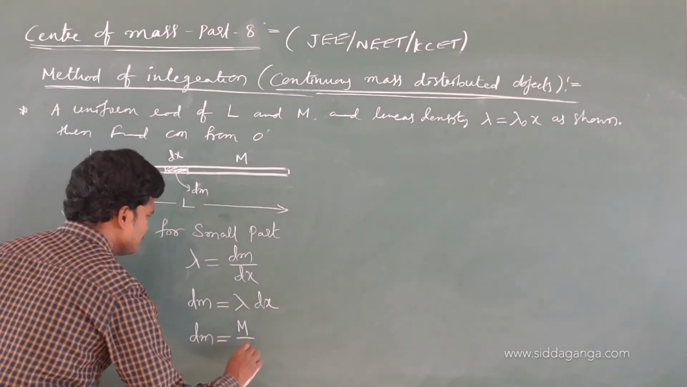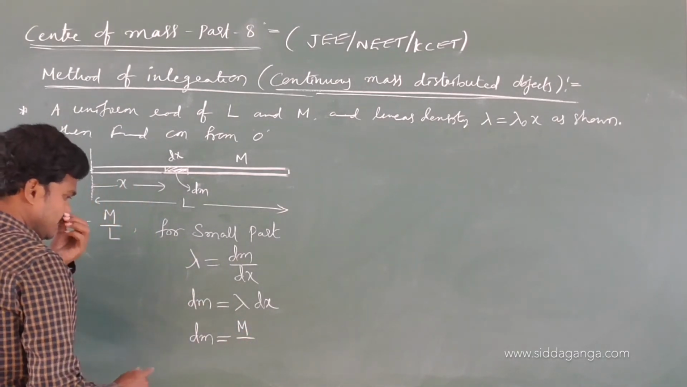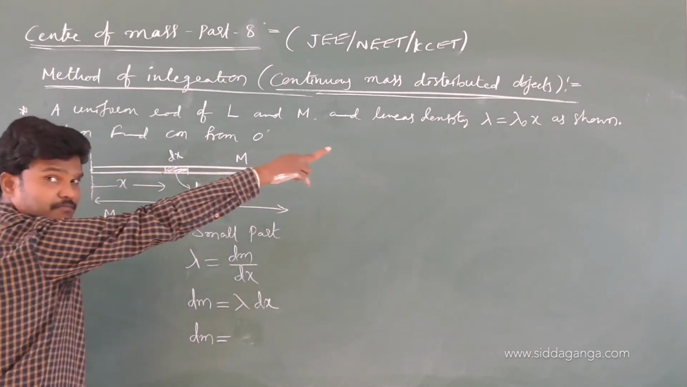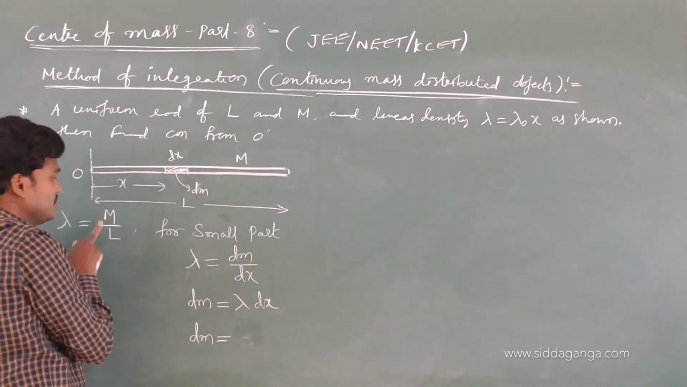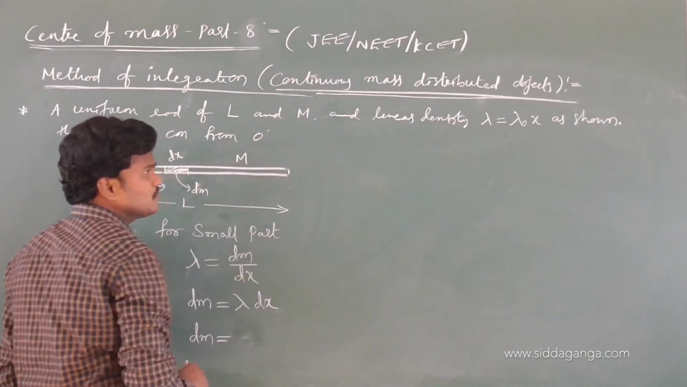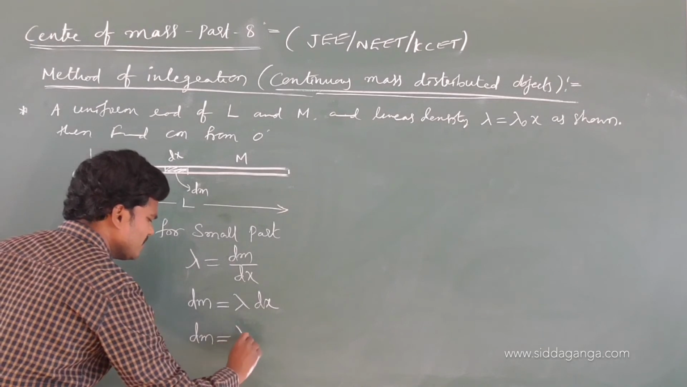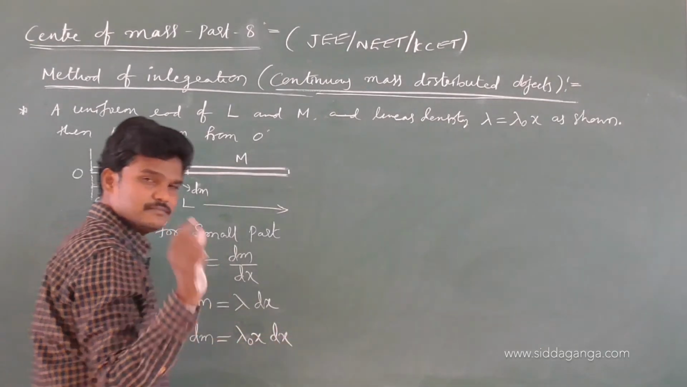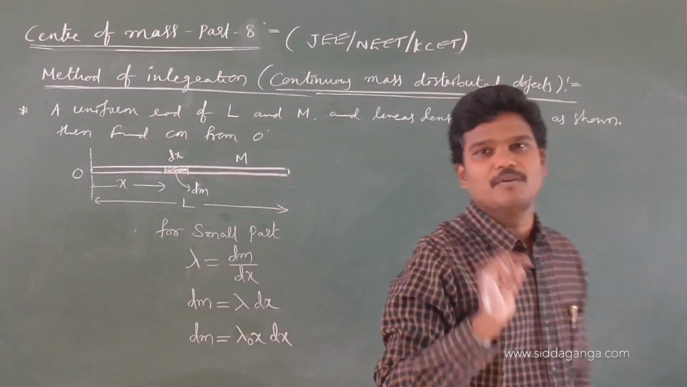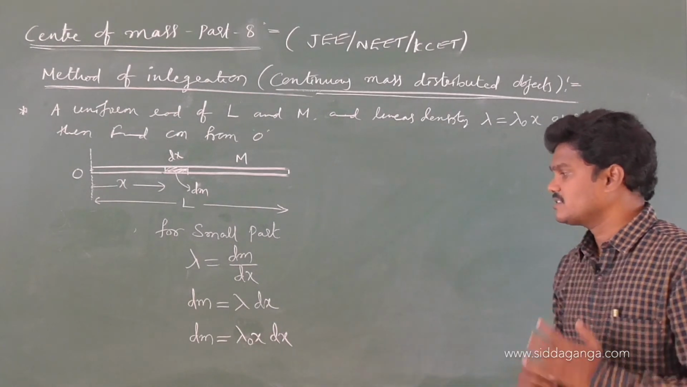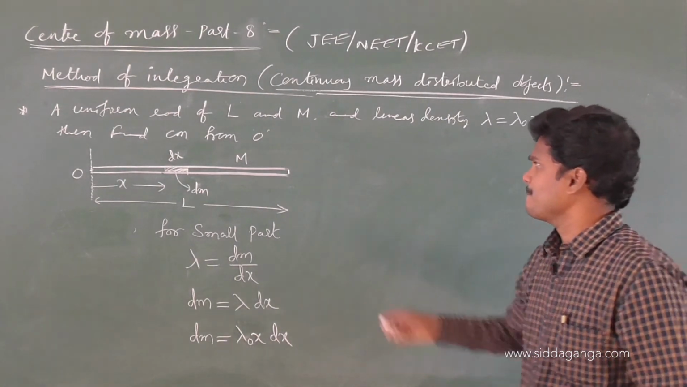Anyhow, we don't want to use that lambda here because lambda is varying as lambda naught x. No need of M by L right now, because lambda already varies with respect to lambda naught x. So in place of lambda, you write lambda naught x dx. So I got how much mass is there in a small part: dm is lambda naught x dx.